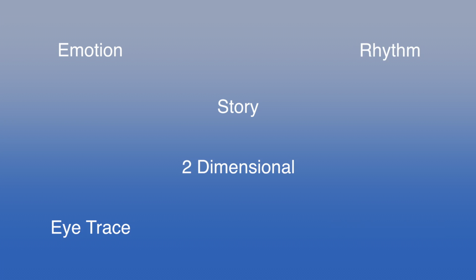Walter Murch's theory consists of the 6 editing criteria: emotion, story, rhythm, eye trace, 2-dimensional, and 3-dimensional.